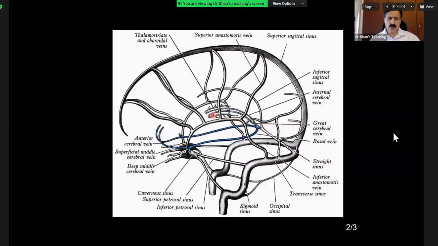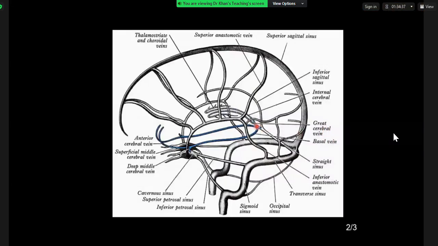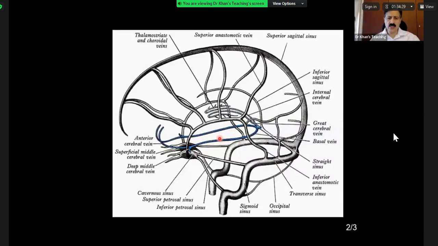Two veins come from the thalami as well as the basal ganglia, where I am pointing out. These are known as internal cerebral veins. So they are coming from the thalamus and the basal ganglia bilaterally. They join together to form this great cerebral vein, also known as the vein of Galen. Two other veins, the basal veins, are at the level of the midbrain. They also join. These are not important for your exam.